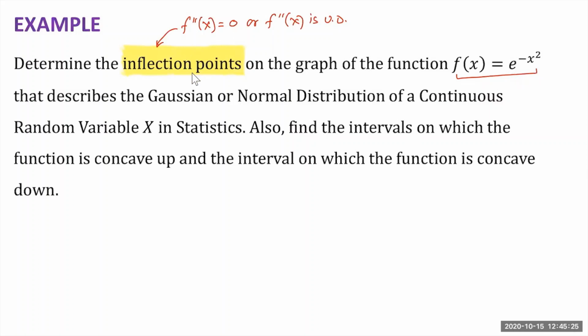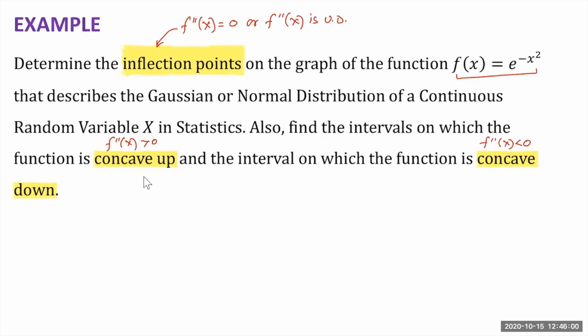So once you find the point of inflection, we have the additional thing that we need to find in this problem. Also find the interval on which the function is concave up. So if you want to find where the function is concave up, that is where the second derivative is positive. Second derivative is positive, that is concave up. And the interval on which the function is concave down. So if you want to find where the function is concave down, that is the interval where the second derivative is negative.